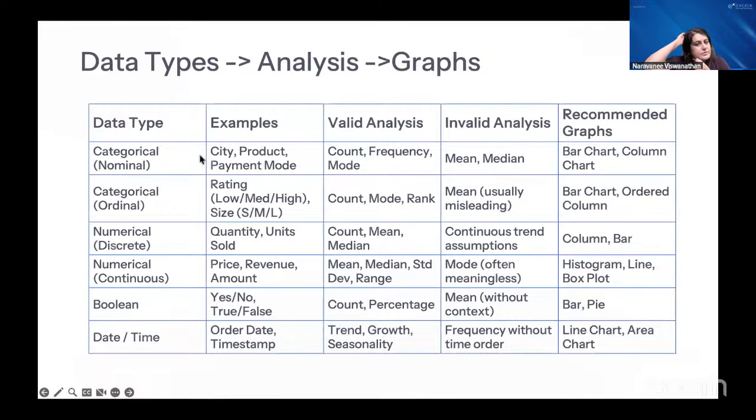Student enroll. Yes, no. Correct. Very good. So these are all Boolean data.